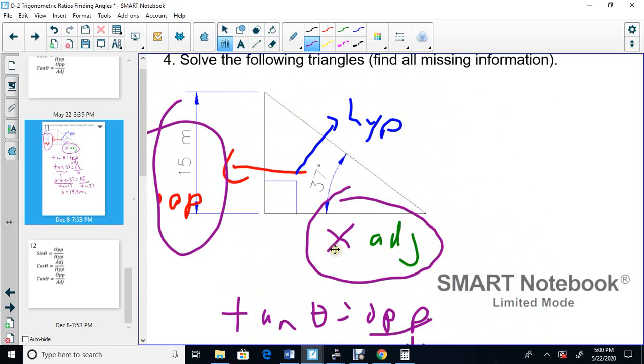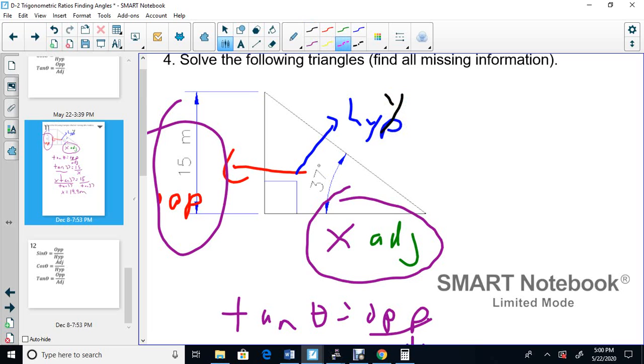Now we have to find the hypotenuse. You could use the Pythagorean theorem because you have 19.9 meters: 19.9 squared plus 15 squared equals c squared. But I'm just going to apply a second trig ratio. I'm going to call this side y, and I'm going to use these two trig ratios.